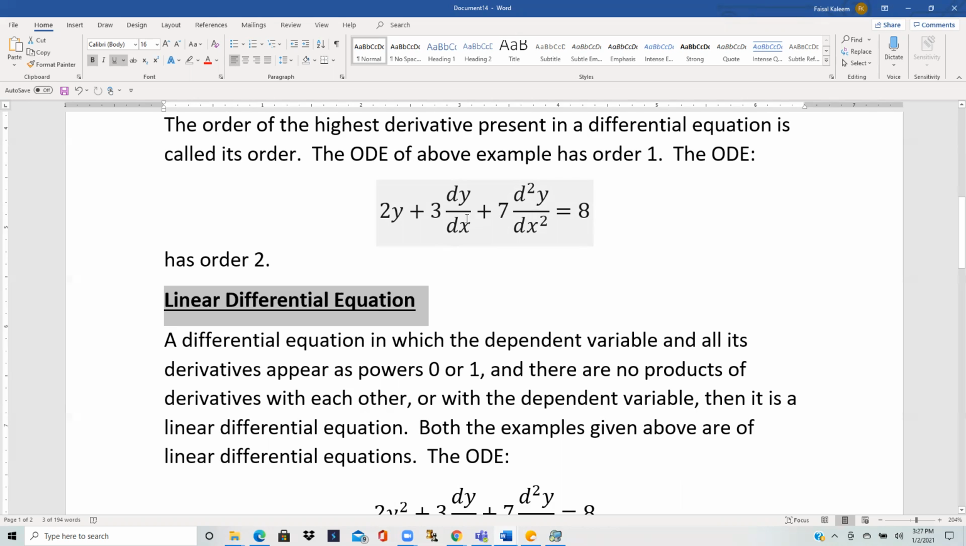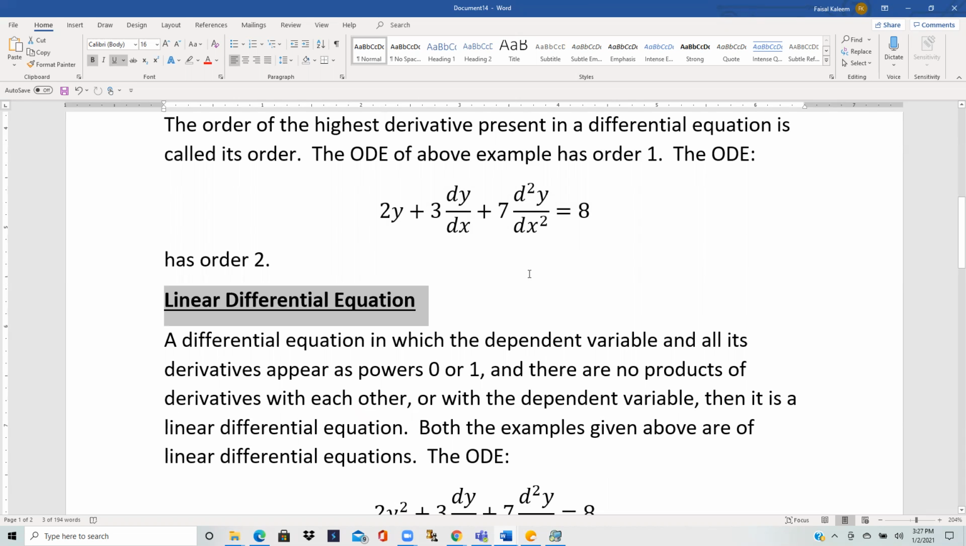Its power is 1. And then we have this derivative d squared y over dx squared. Its power is also 1. Remember, its order is 2, but its power is 1 because we don't have d squared y over dx squared whole power something. We just have plain d squared y over dx squared. So that's what we mean by all the powers needing to be 0 or 1. No fractions, no higher powers.